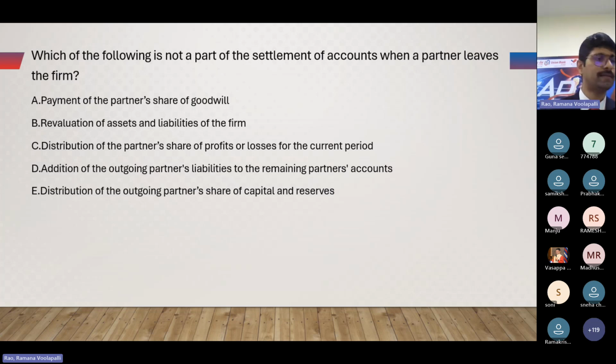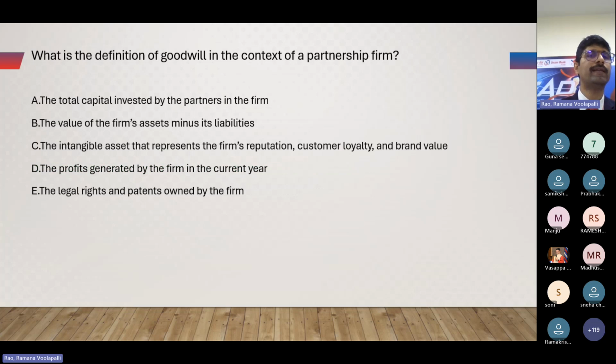Yes, great. I'm getting answers. Yes, sir. So the answer is D, addition of the outgoing partner's liability to the remaining partners' accounts. What is the definition of goodwill in the context of a partnership firm? What is goodwill in the context of the partnership firm?